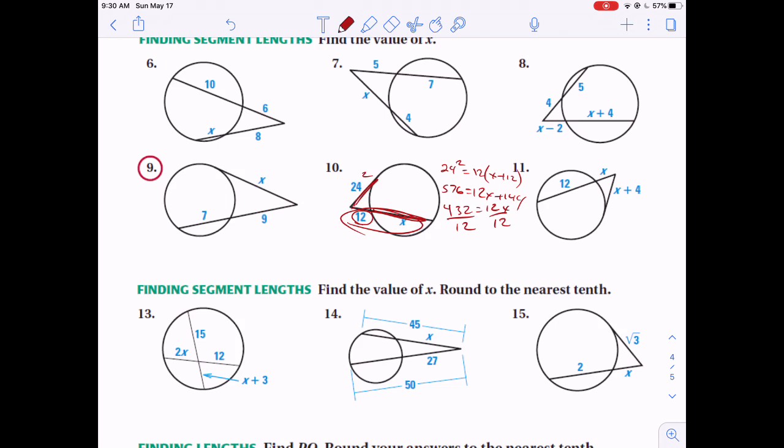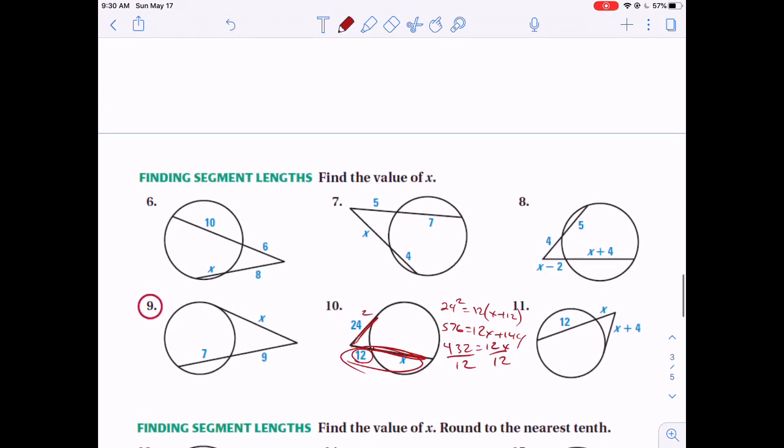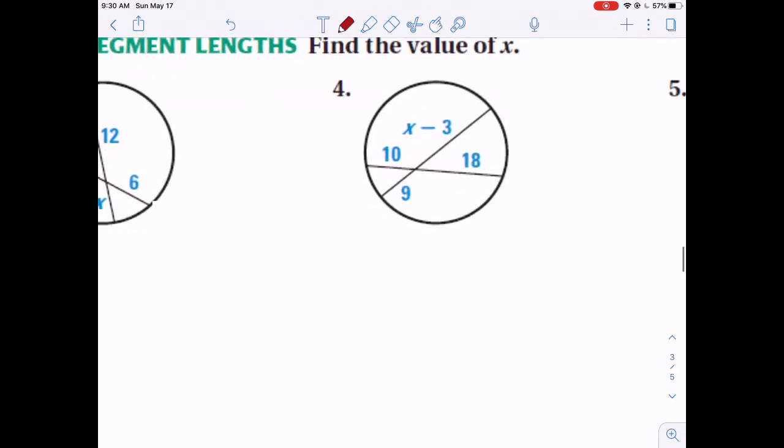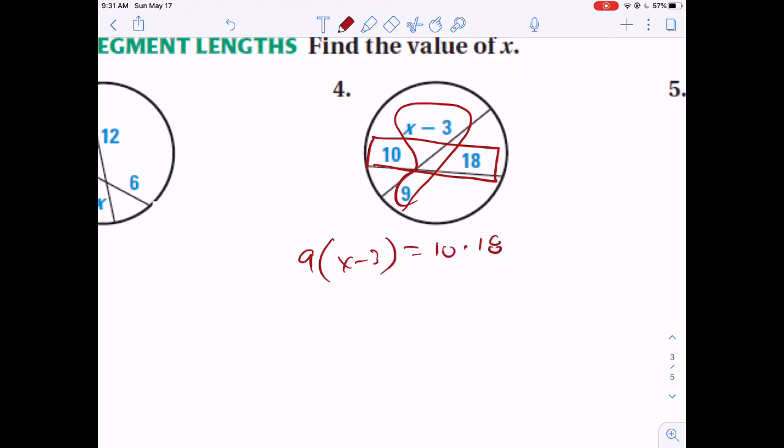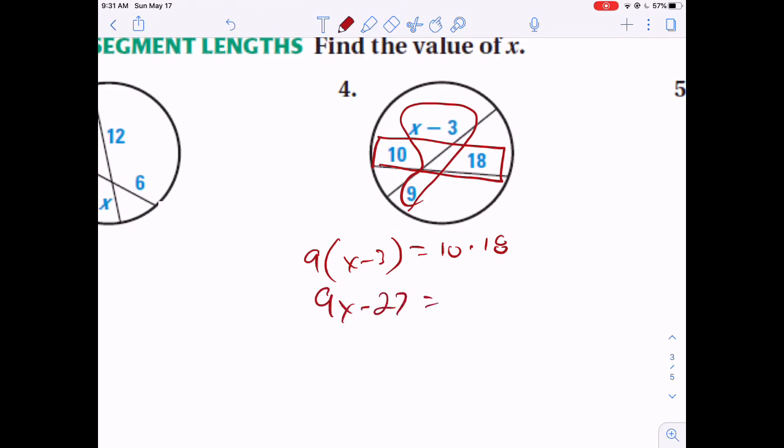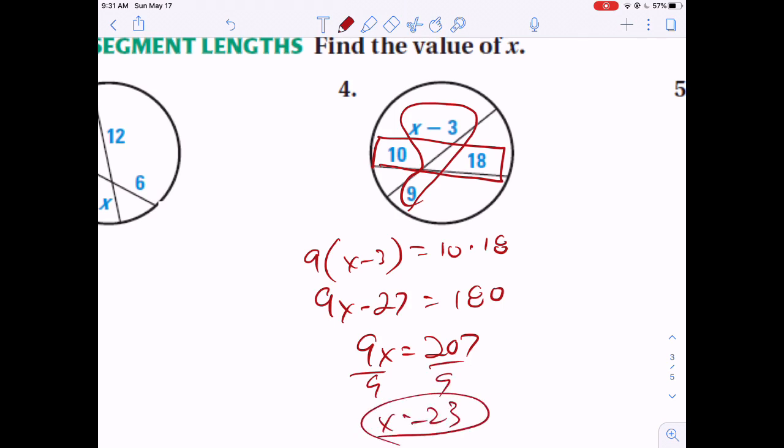I'll try another example or two of each if you want to. Otherwise, you can just go do the problems. Here's something with the chords that intersect. Again, here's one chord. These two, the product is going to equal to those two. So it's going to be 9 times x minus 3 equals 10 times 18. 9x minus 27 equals 180. I add 27 to both sides, so 9x equals what? 207. Divide by 9, x equals 23.